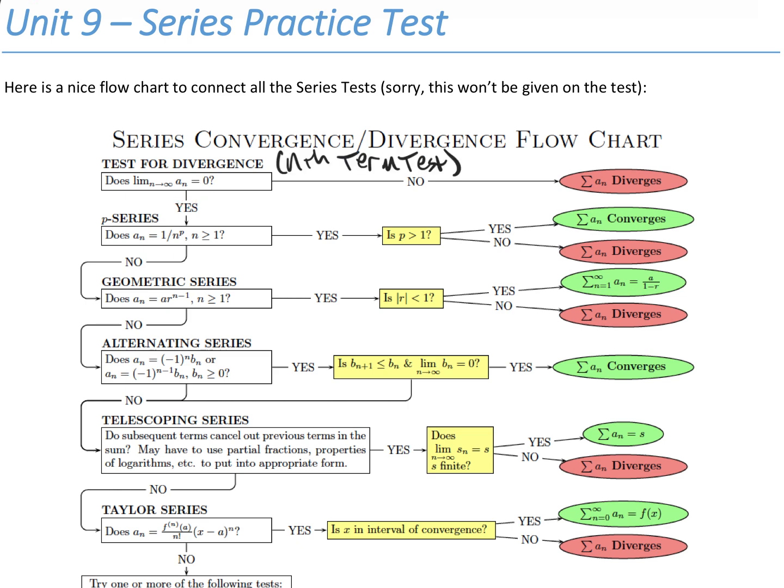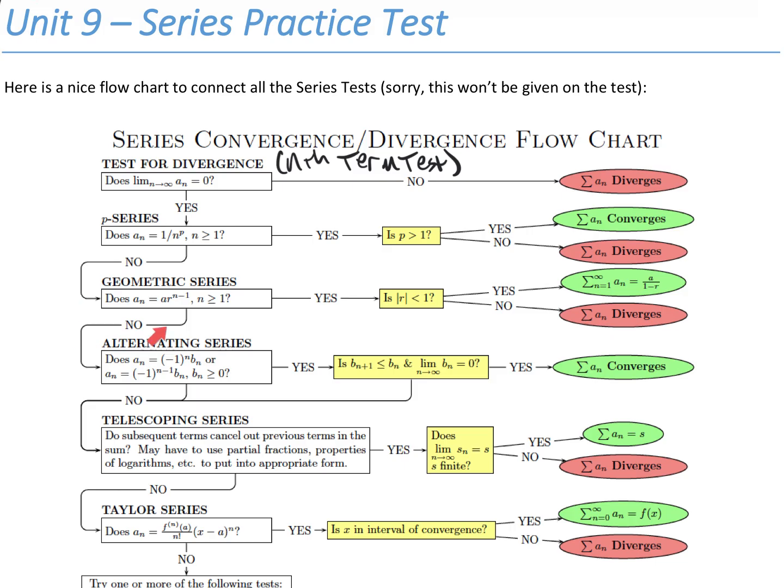And then we can start looking at the form. Does it have a special form? Is it a p series form, 1 over n to the p? Is that true? Yes. Well, then we can do the p series test. Is p greater than 1? Yes, it converges. Nope, it's not greater than 1, it diverges.